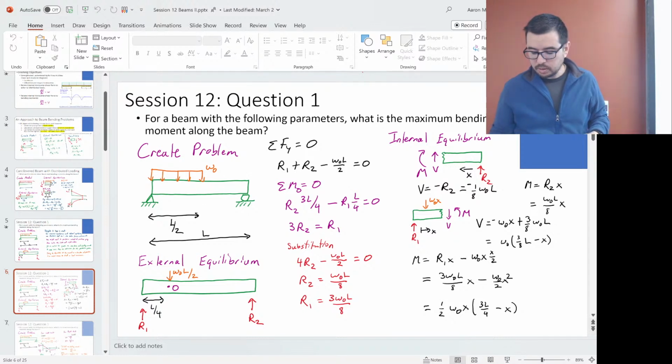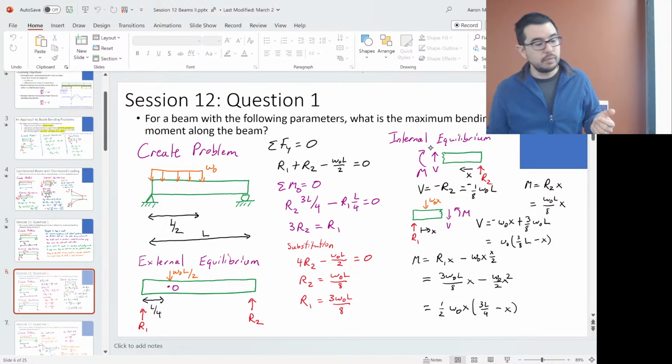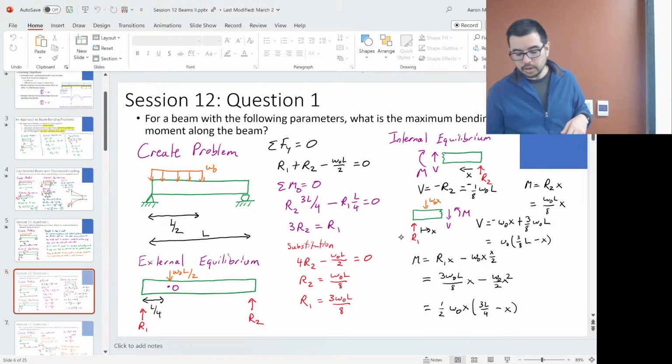When we're doing internal equilibrium, if we're going from the right, there is no W naught. That's maybe a little bit less interesting, but we use the correct convention for the V and the M. Does that make sense? When I was doing it, I did it from the other side with R1. Yeah, we're going to do that in a second. So this is for the right side.